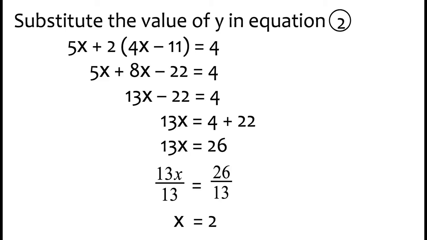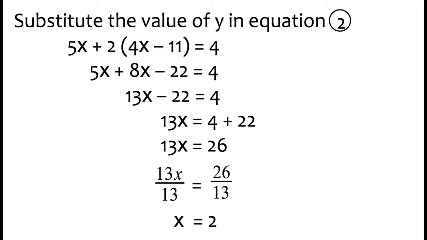And 5x plus 8x, just like you can have 5 apples plus 8 apples, that will give us 13 apples. Then minus 22 equals 4. So, by collecting the like terms, minus 22 and 4 are like terms. When minus 22 crosses to the right, it becomes plus 22. So, 4 plus 22, the answer is 26. So, I now have 13x equals 26.